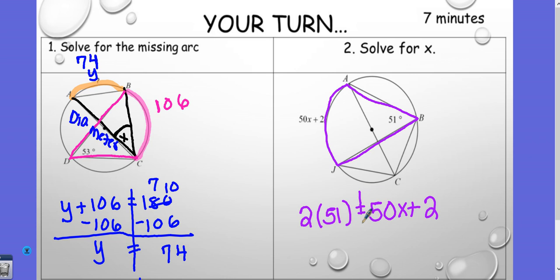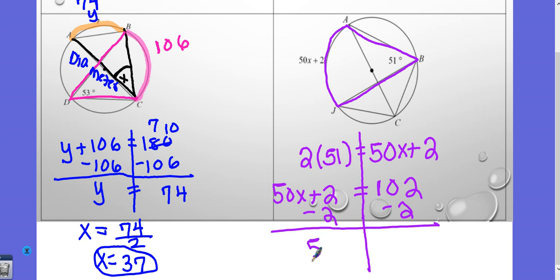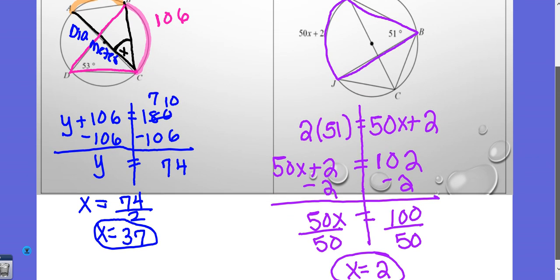All right, so now I'm going to use my symmetric property of equality. And you could have set it up the other way, but I'm going to go ahead and use my symmetric property of equality to get my X on the side it's supposed to be on. And this is 102, and then minus 2, minus 2. 50x equals 100, divide by 50, divide by 50, and X equals 2. All right, and did that ask us to solve for X? Yes.